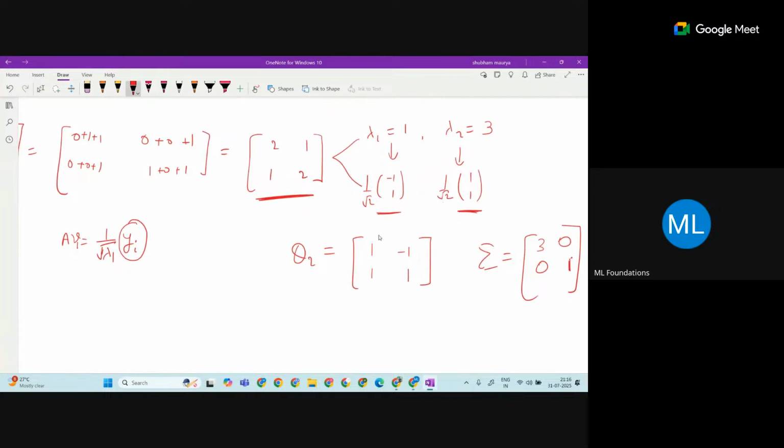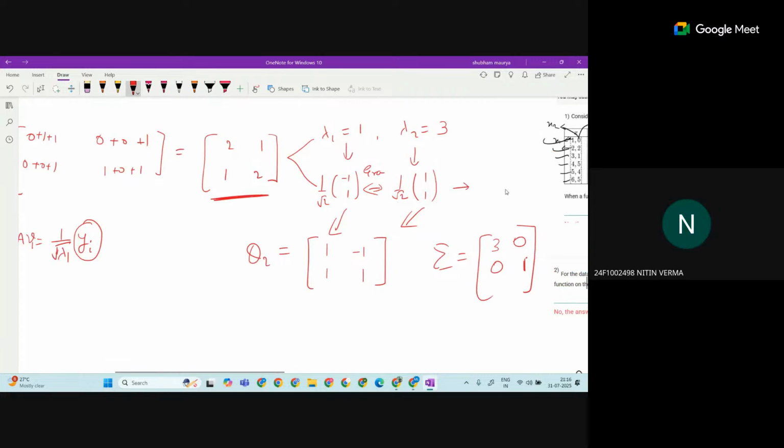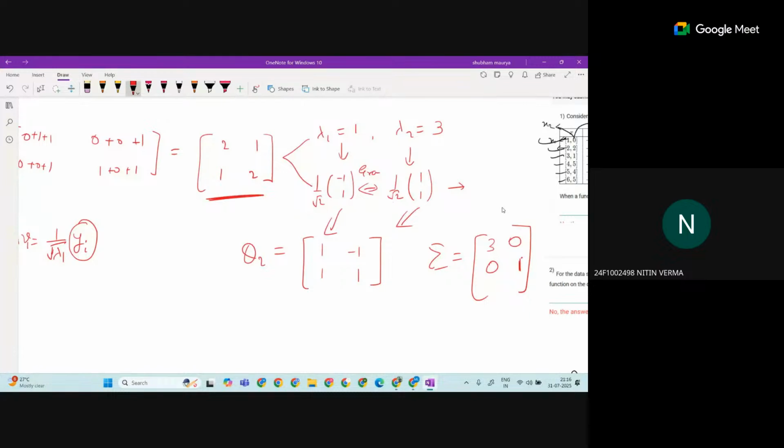See, this Q2 is orthonormal. These vectors will come. If they are not orthonormal, you have to find the orthonormal vectors and then proceed. Suppose these two are not orthonormal, then apply Gram-Schmidt, and then you will get some other orthonormal vectors. It will be Q1, no? So it will be Q2. This will be Q2, right?